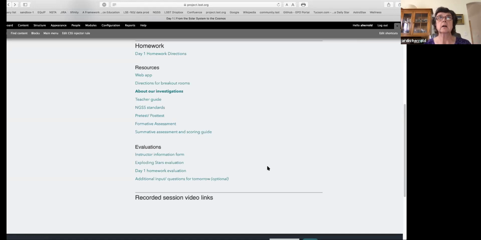So if you have input for us, please give it to us. And if you don't see a place to put it on this additional input or questions for tomorrow form, we will get all of that information. So that's all there is to do for homework, is fill out the evaluations in order for the information to be recorded for your certificate of completion.